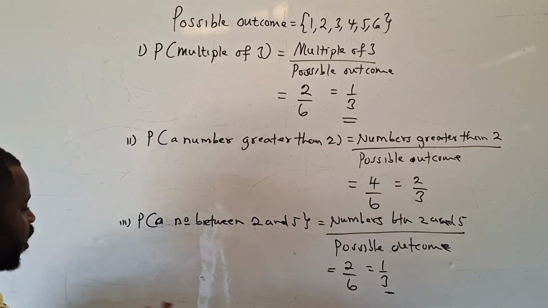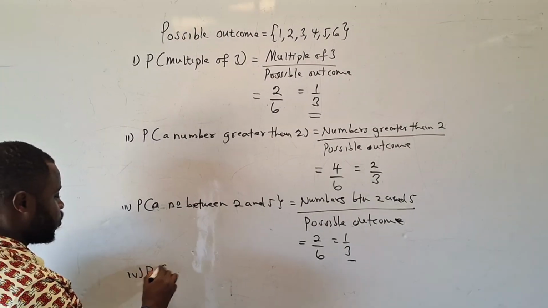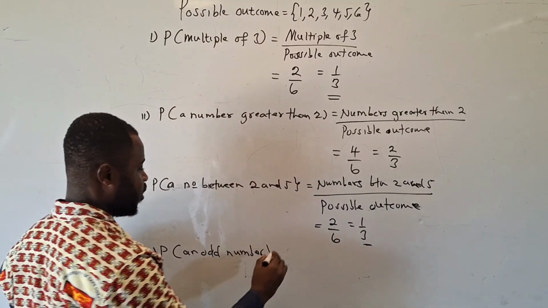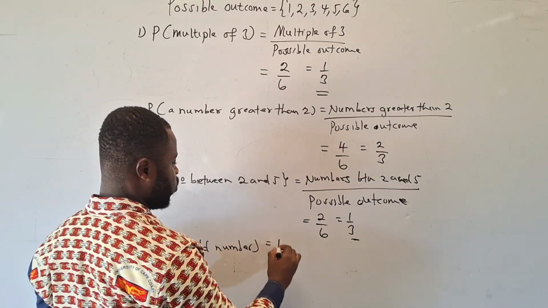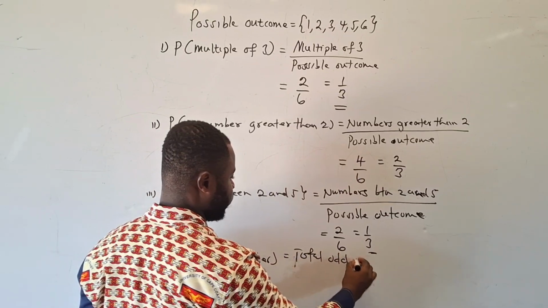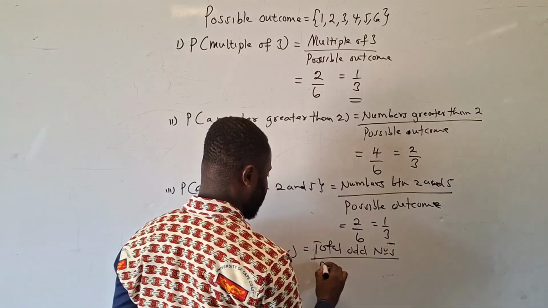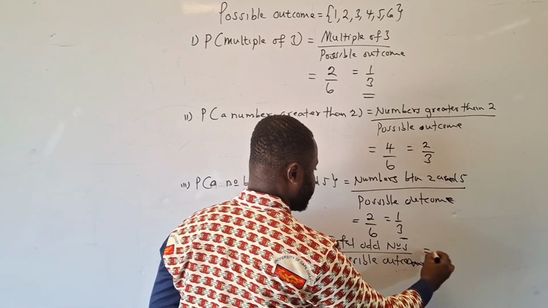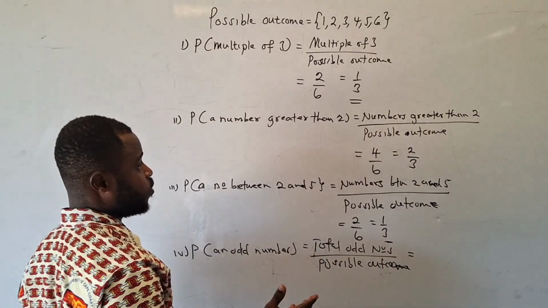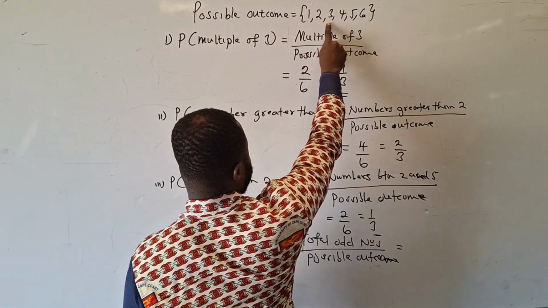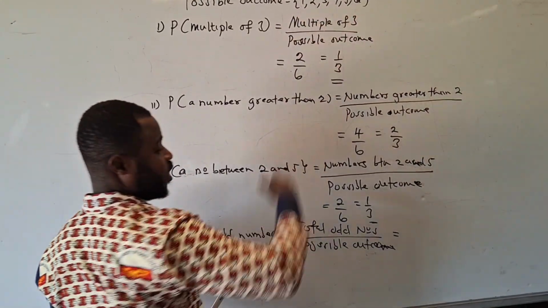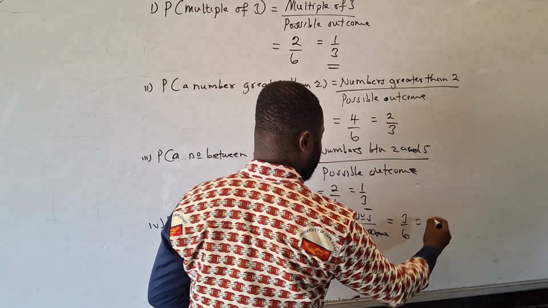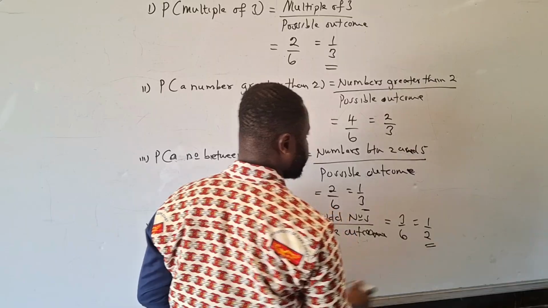And the last one says the probability of obtaining an odd number. So we have the total odd numbers all over the possible outcomes. Odd numbers are numbers that are not divisible by 2. So we have 1, 3, and 5. These are the odd numbers on the die. So we have 3 numbers out of 6. When you simplify, you get 1 on 2.